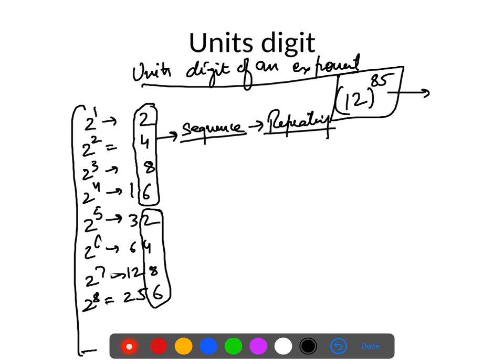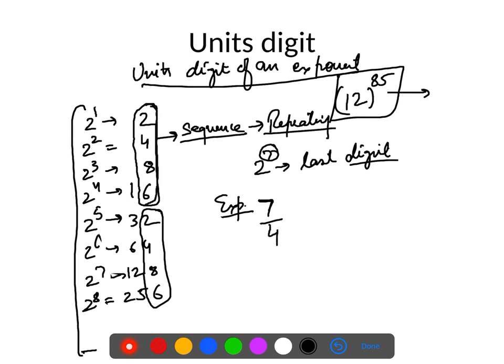Now, for example, I need to find the last digit, or the units place digit, of 2 raised to power 7. So take the exponent, the power, and divide it by 4. Why 4? Because it's a complete sequence of 4. Every number repeats after 4. So 5 is like 1, 6 is like 2, 7 is like 3, 8 is like 4. Every number repeats at every interval of 4.